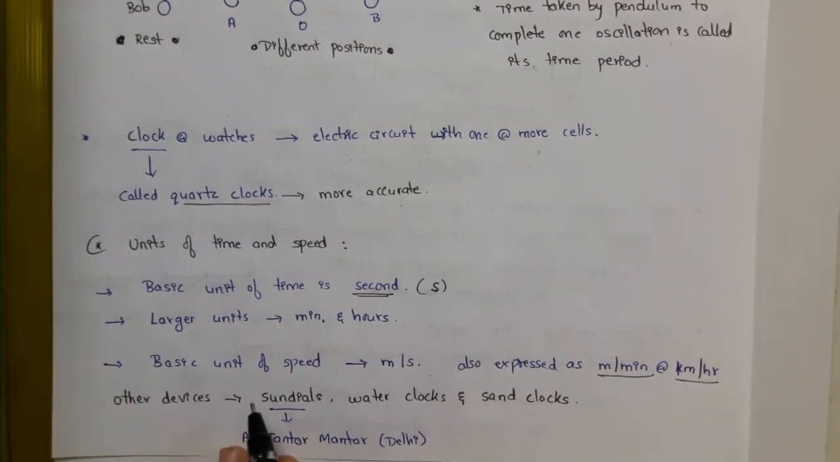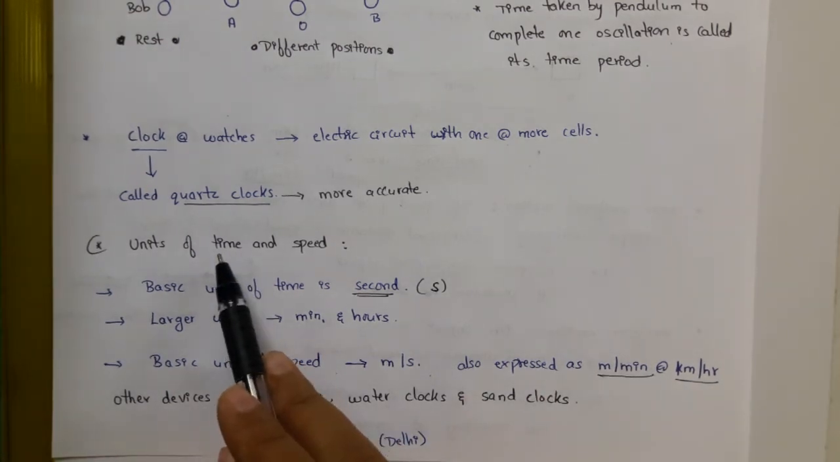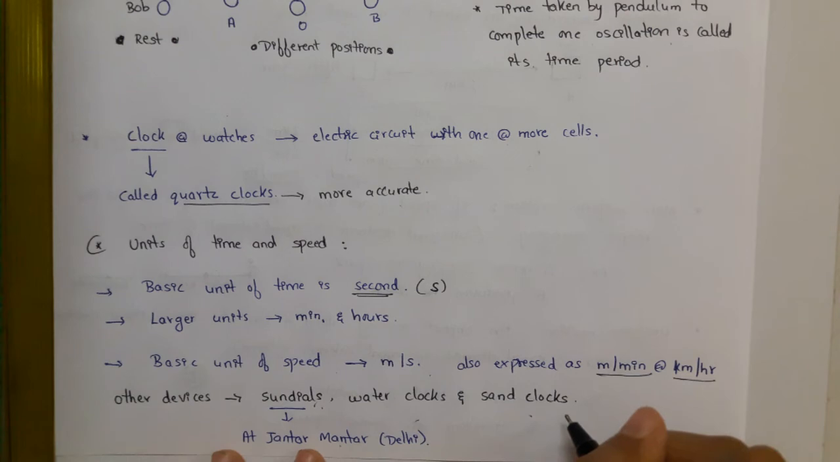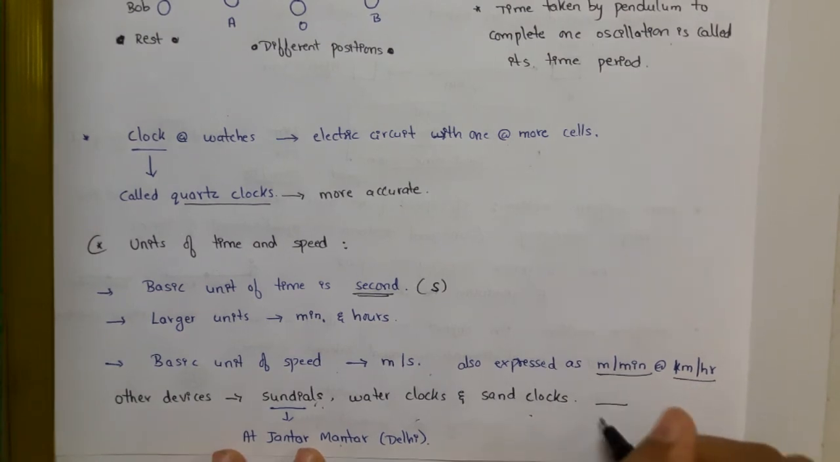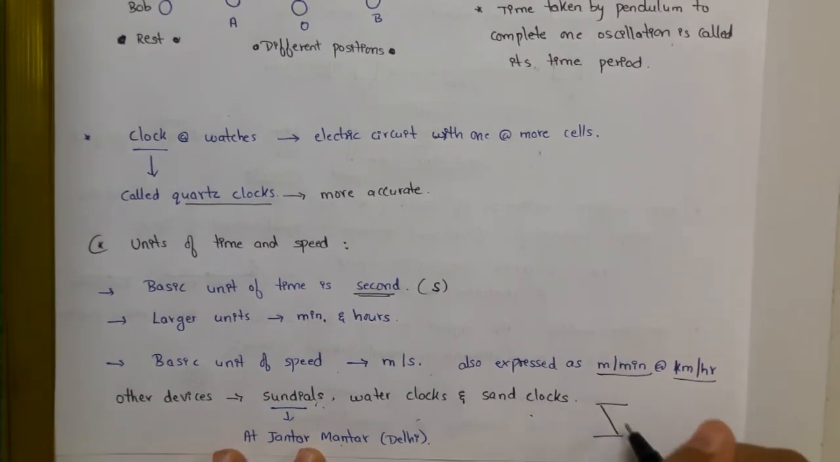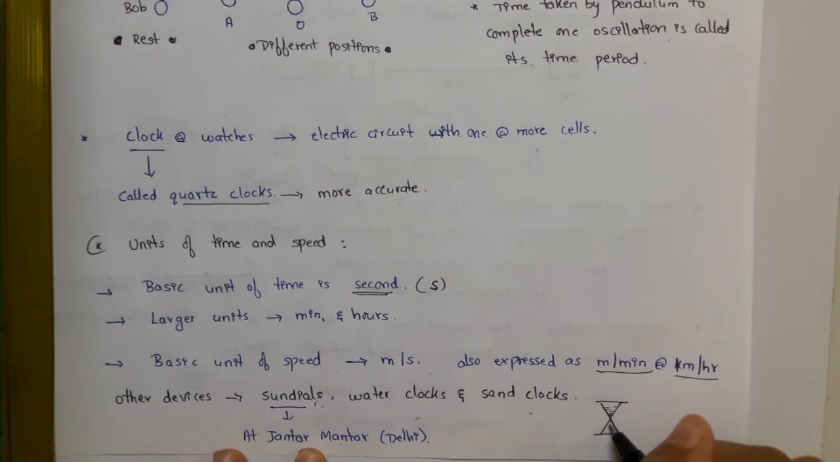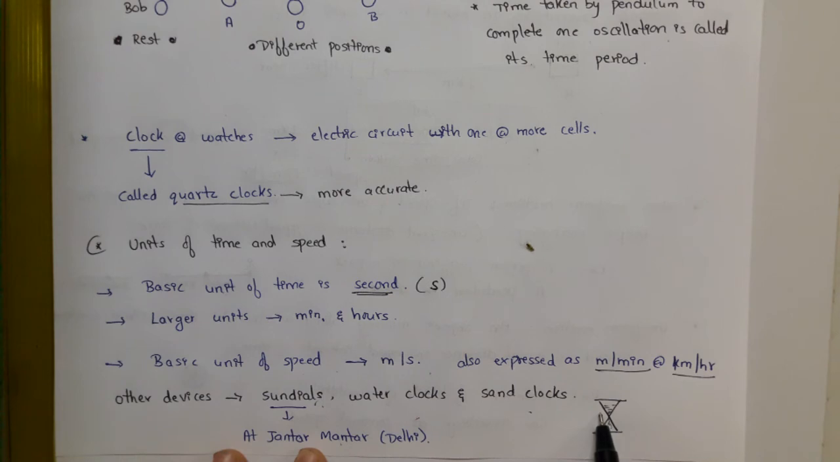There are other devices which measure the time period. Those are sundials, water clocks and sand clocks. The sundials you can see at the Jantar Mantar in Delhi. The sand clocks you might have seen in old movies. There will be a glass device like this, and the sand is filled at one end and you can see the sand start to fall down from this. So these are the sand clocks. They are used to measure the time.